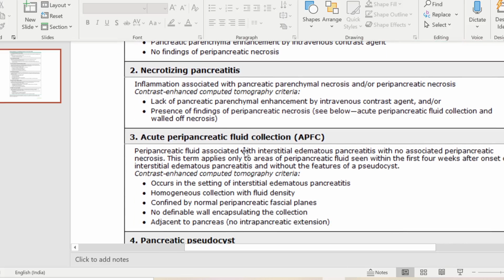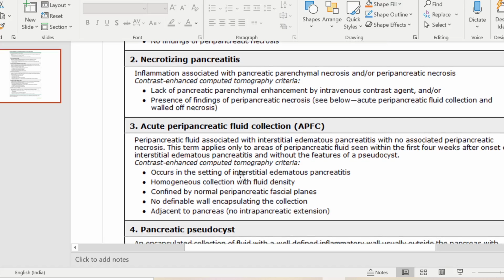Now the third term is the acute peripancreatic fluid collection. This is peripancreatic fluid associated with interstitial edematous pancreatitis with no associated peripancreatic necrosis. This term is applicable only within the first 4 weeks after the onset of interstitial edematous pancreatitis, and without the features of a pseudocyst.